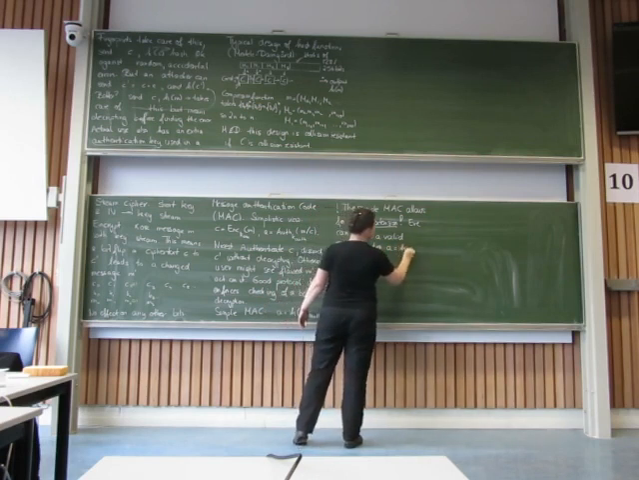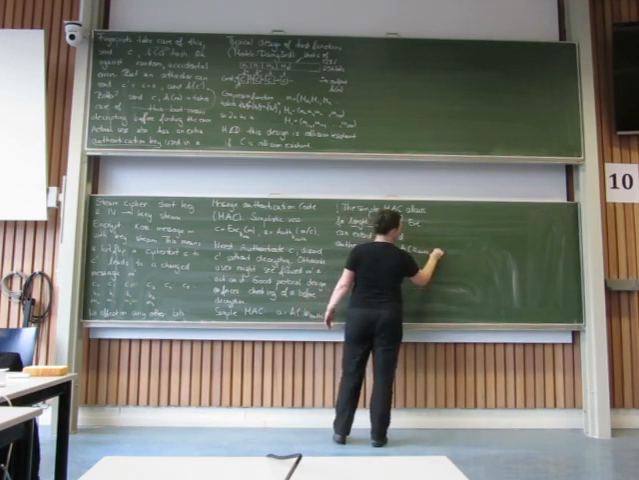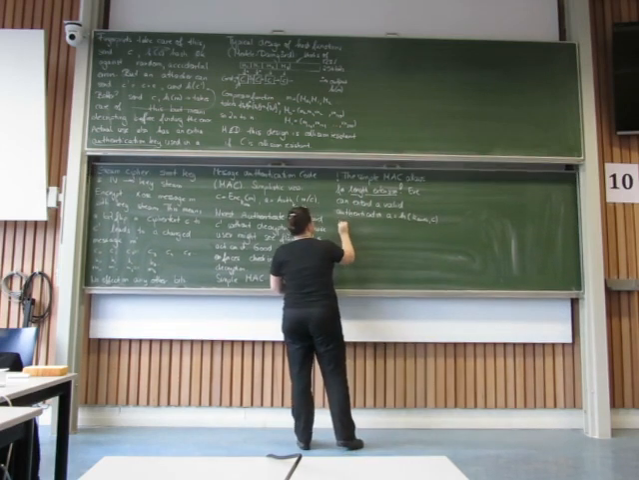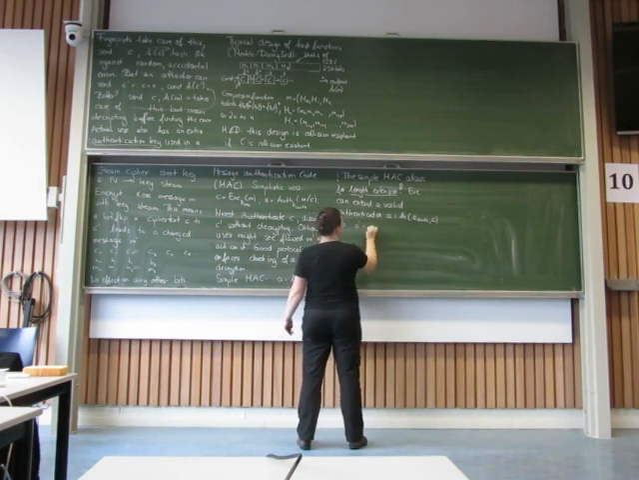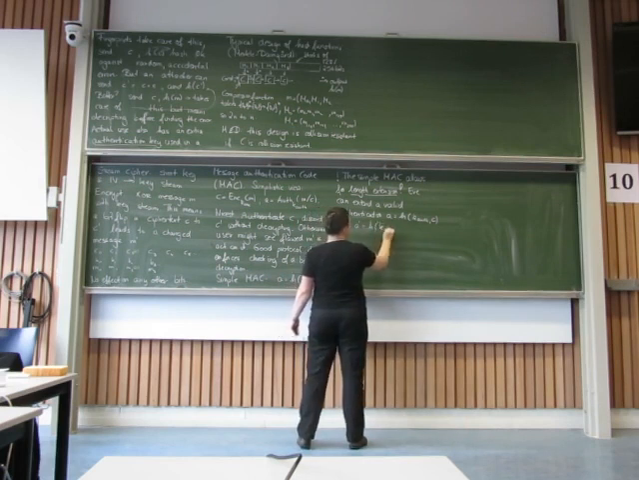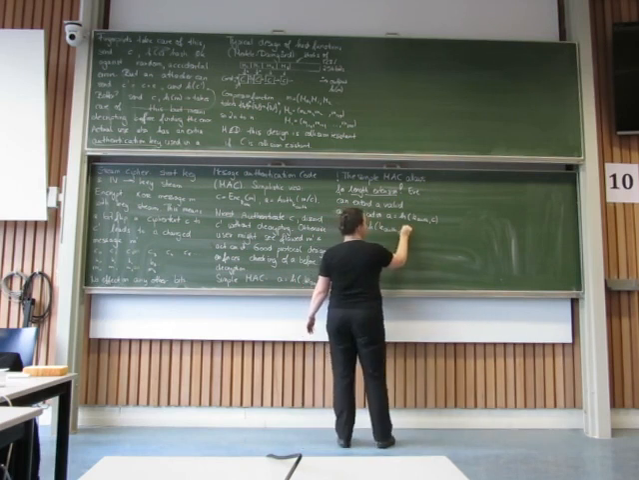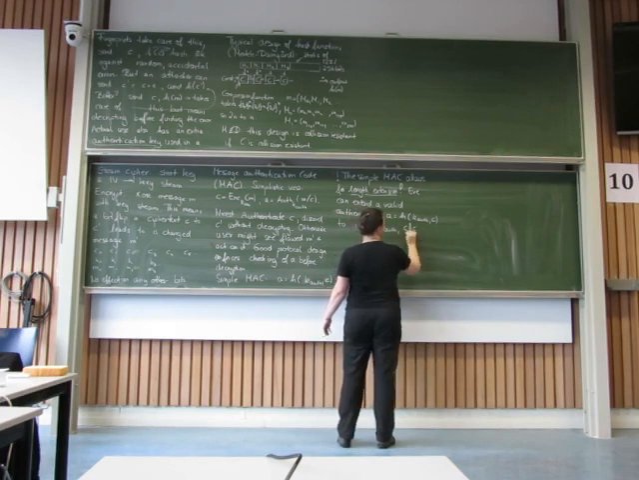so A, which is the hash of this authentication key with the ciphertext, to A prime, which is the hash of something that the attacker doesn't know, the authentication key, and then just C appended with some C prime.